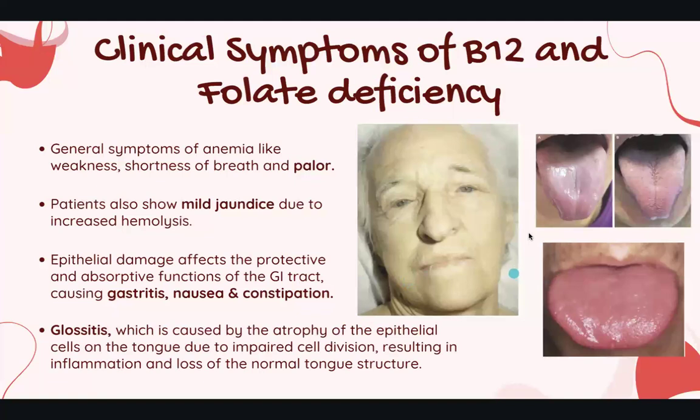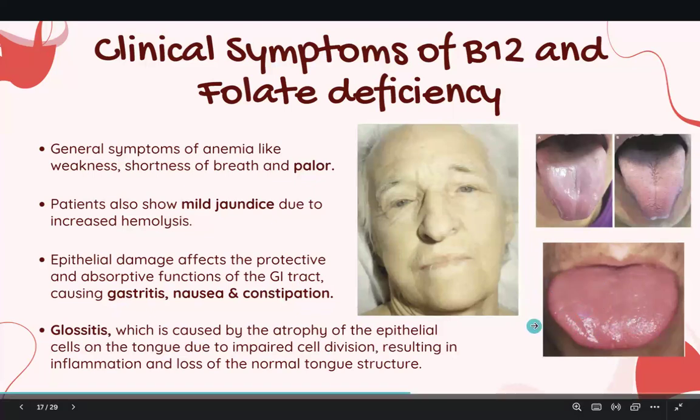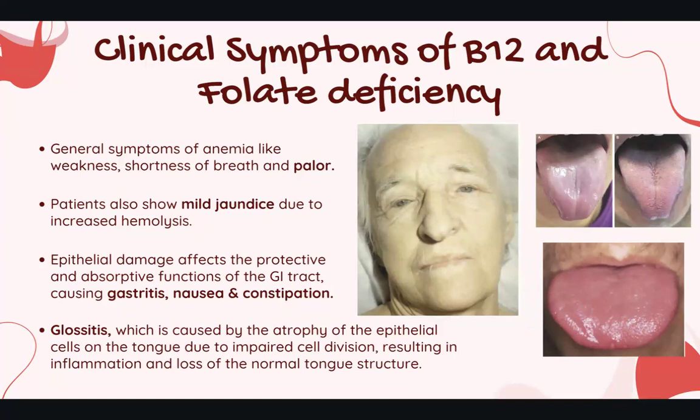You also have glossitis, which is one of the main symptoms that you would see with B12 and folate deficiency. Glossitis is basically caused by the atrophy of the epithelial cells on the tongue. And as we said, the first tissues to be affected by any impairment in DNA synthesis or DNA replication would be the tissues that have cells that replicate quickly. These include epithelial cells located on the tongue. Because they cannot keep on replicating, this results in inflammation and the loss of the normal tongue structure. All right, is this clear?